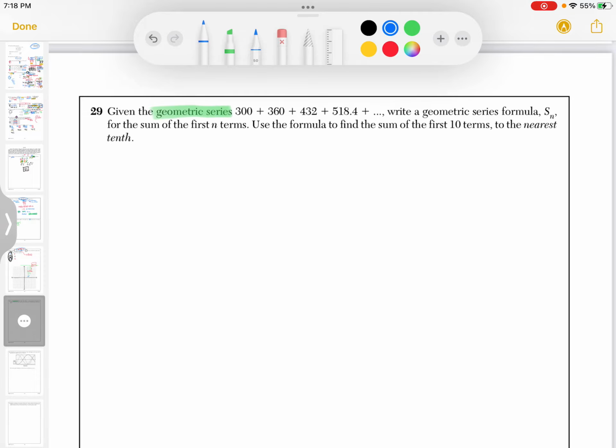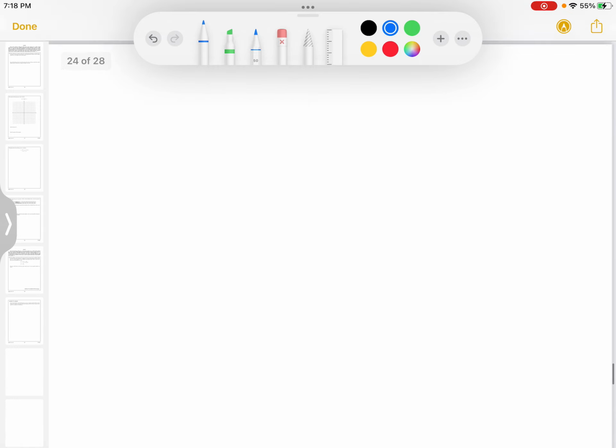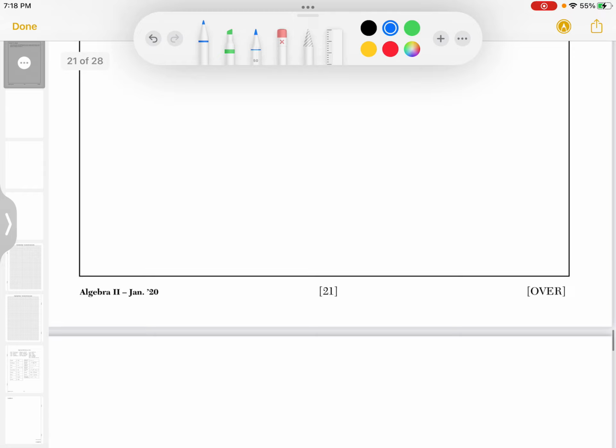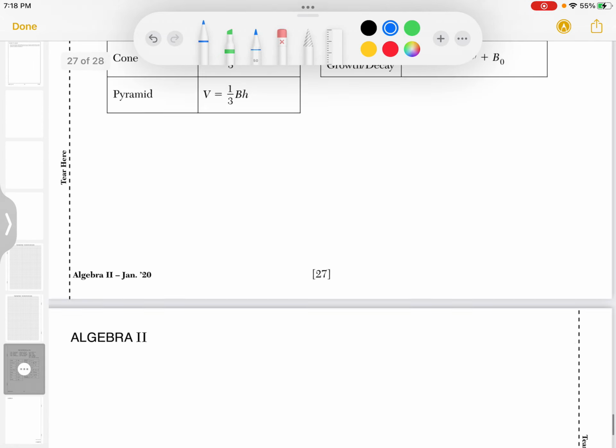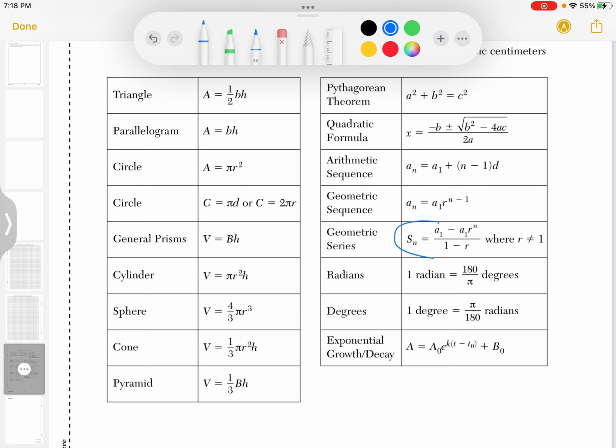So right away I see the words geometric series. What that tells me to do is go to my reference sheet and find my geometric series formula. Because I remember that one's on the reference sheet. Why can't I find my reference sheet? There we go. So I go to the back, geometric series is this one right here.